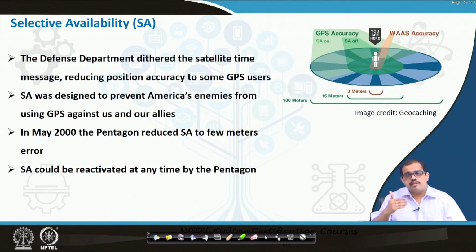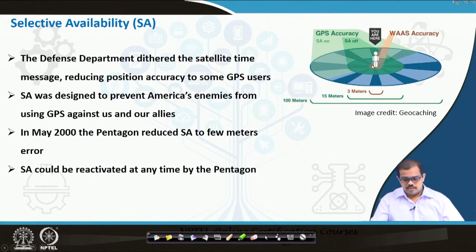Now when you look at SA, it is somewhere around 50 to 100 meters of error that you may get in terms of selective availability. So SA could be reactivated anytime by the Pentagon. It can be increased. Now it has been decreased to about 50 to 100 meters.